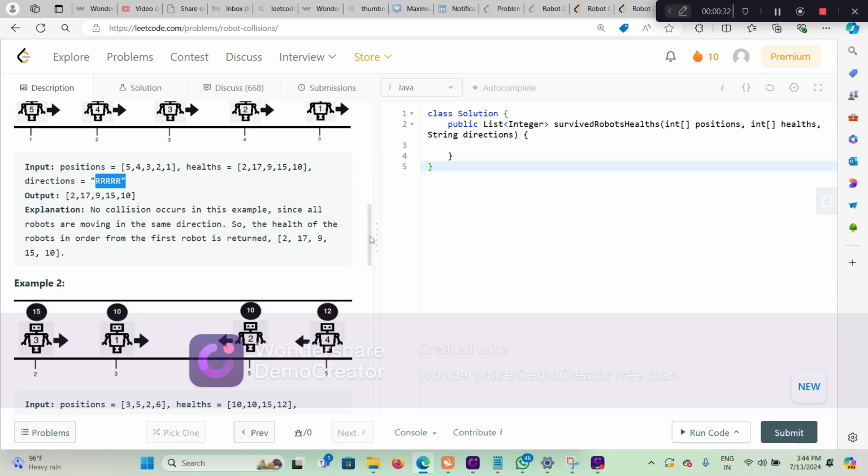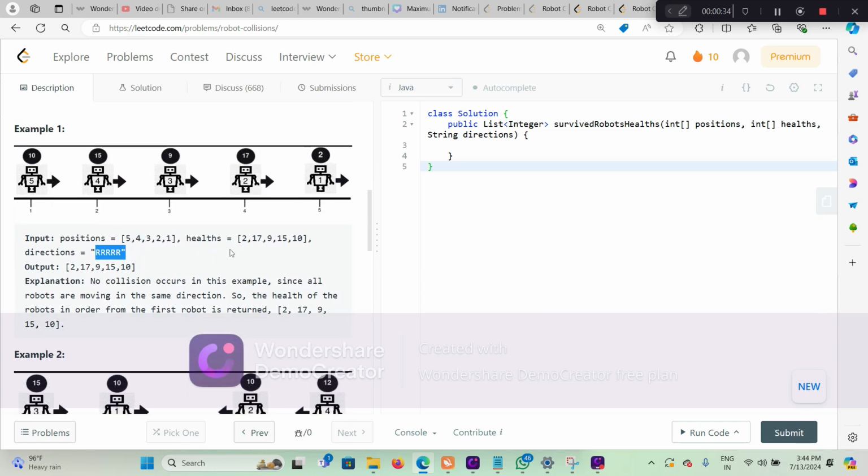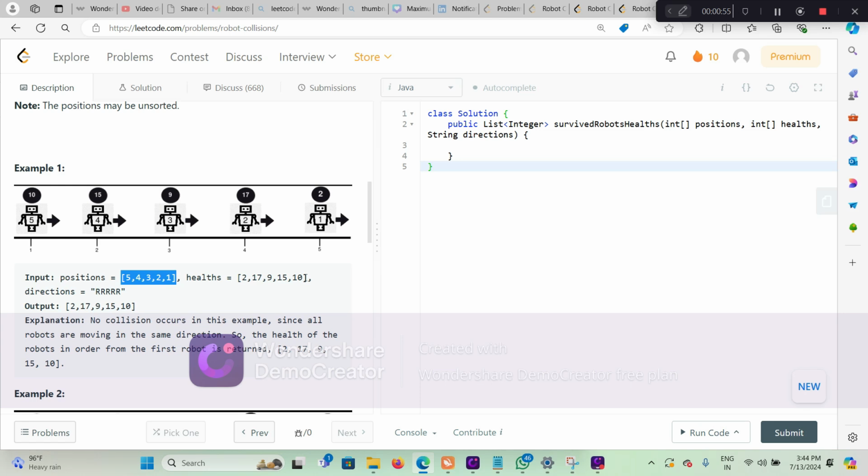So you can observe here, look at this position array. This is not a sorted one, meaning it is not starting from smallest to greatest. So we have to take care how to put these positions accordingly, and then we have to look for the collision. Whenever there is any collision between any robots, we have to update the health value.